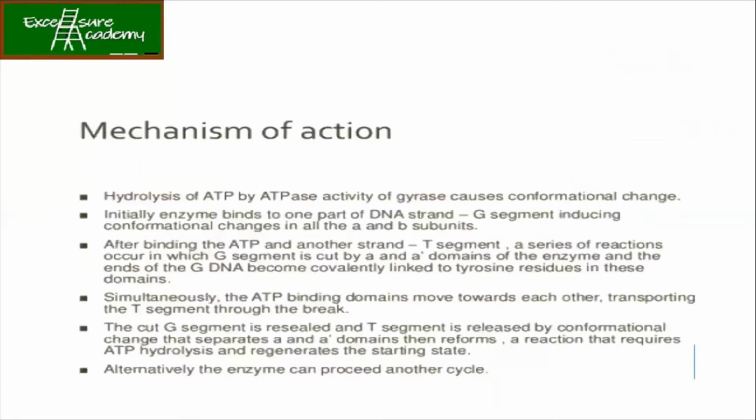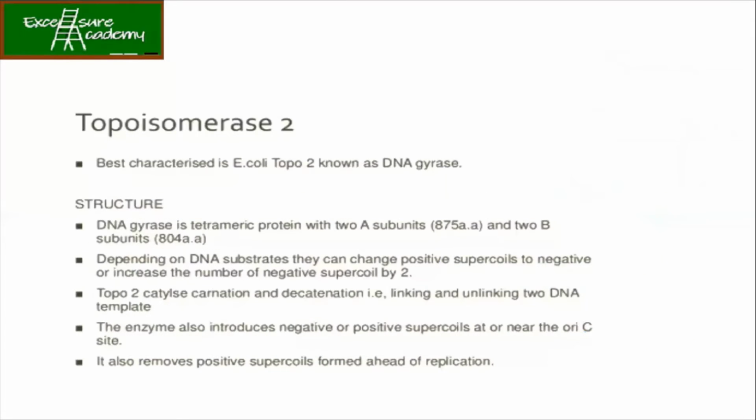Ma'am, can it change from negative to positive? I mean, it converts positive supercoils into negative supercoils. Yes, topoisomerase can do both, right? It can change positive supercoils to negative, or it can increase the number of negative supercoils. If it increases the number of negative supercoils, then what will happen? It will become totally negative, right?